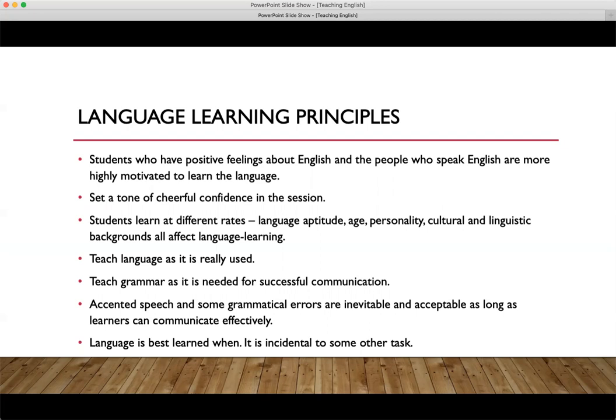The new language has been superimposed on an existing system. There is bound to be interference between the two. Language is best learned when it is incidental to some other task. Set up situations that encourage learners to increase their language ability and their willingness to take more risks in speaking.